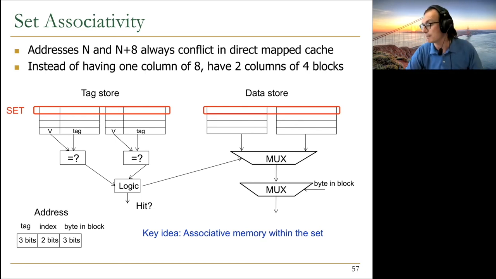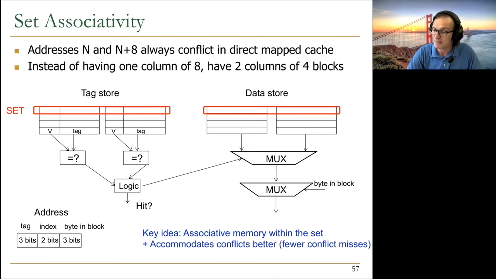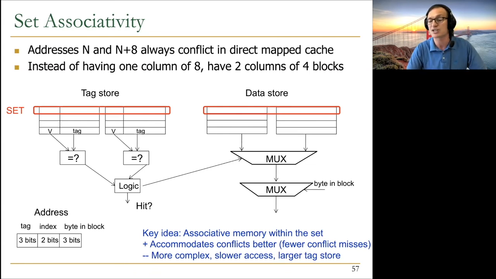Clearly, this is increasing the complexity of the cache. So there's a trade-off. You get fewer conflict misses in this type of cache, but you get more complex, slower access, and a larger tag store also. Why is it a larger tag store? Because now your tag size has increased. So there are disadvantages to associativity as well. As you can see, latency can increase in this particular case.